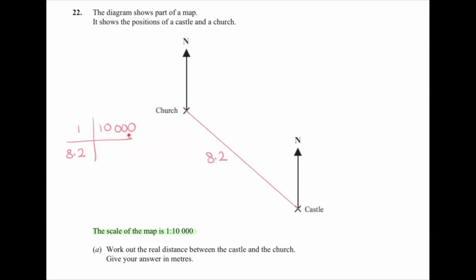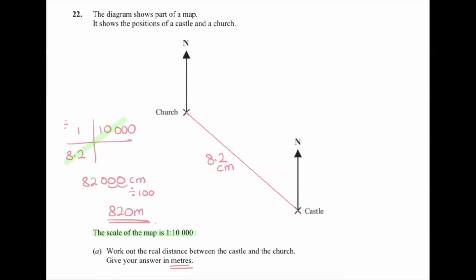The real world will always be obviously much bigger. This tells me to multiply through the diagonal, divide through by 1. Dividing by 1 isn't going to change anything, so it really is just multiplying by 10,000. That is going to give us 82,000. Now, it does say give your answer in meters, and obviously we've measured in centimeters, which means this is in centimeters. So we're going to divide through by 100 and we've got 820 meters as our final answer.